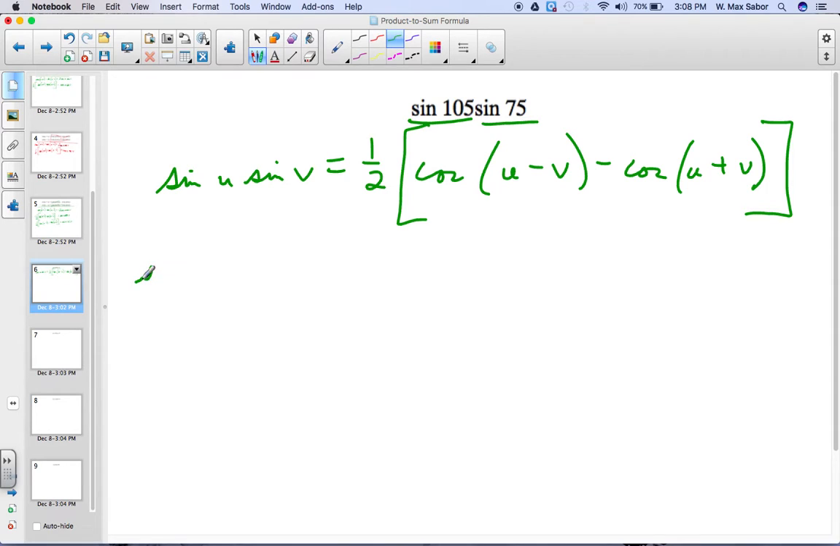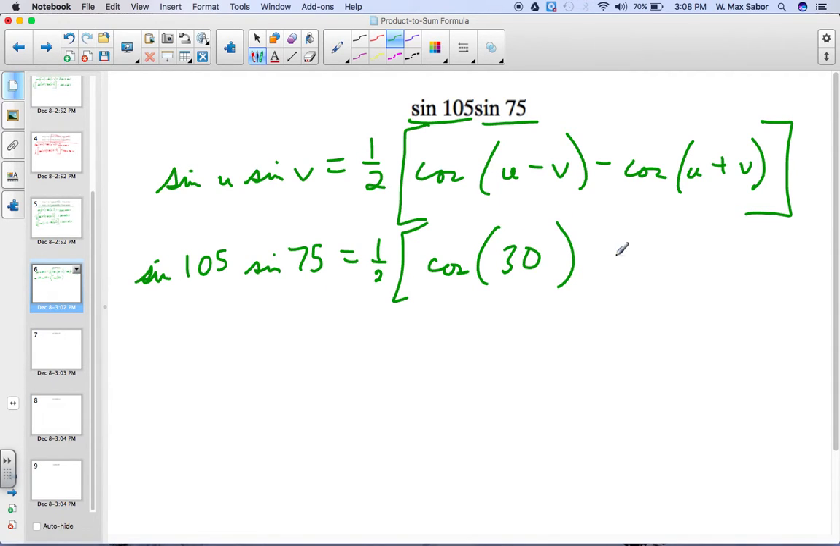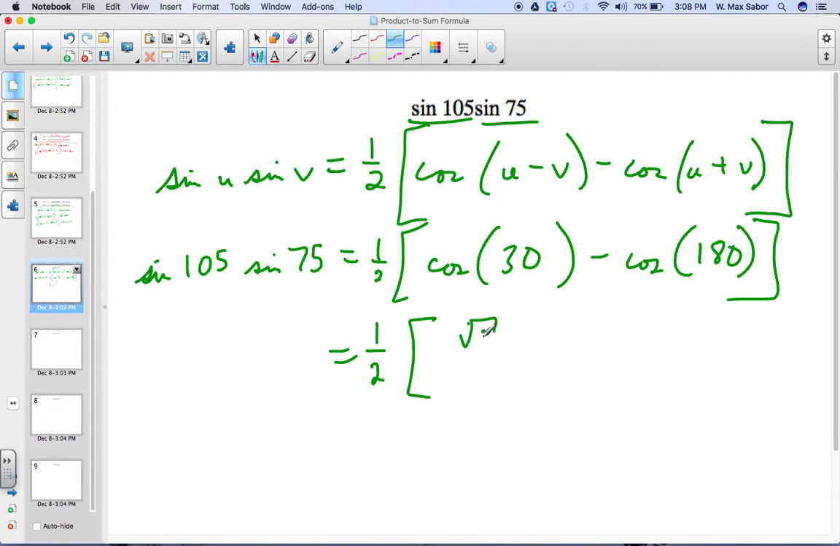So we're going to put in 105 for u, 75 for v, and we'll have cosine of the difference. Well, the difference 105 minus 75 is 30, and the sum is 180. So what is that? Cosine of 30 degrees is square root of 3 over 2. Cosine of 180 degrees is -1.